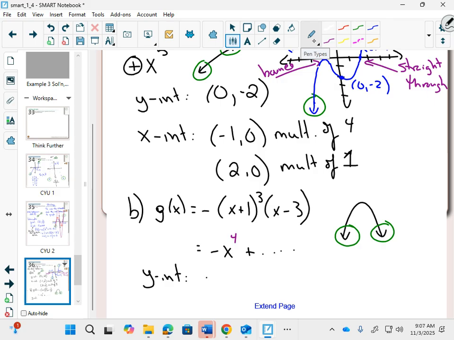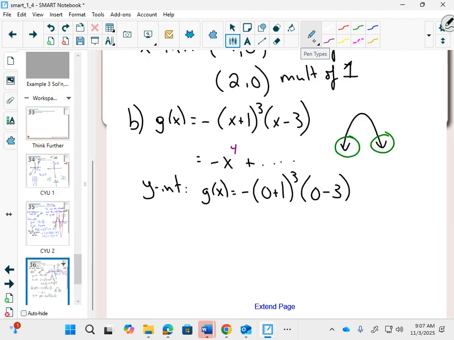My y-intercept. I'm actually going to show the work where I plug in 0 for x. You see that this is going to be negative, this is going to be 1, and this is going to be negative 3. Negative 1 times negative 3 is positive 3. Be very careful with y-intercepts when it's in this factored form. It's just simple mental math. However, it's the number one mistake students make.